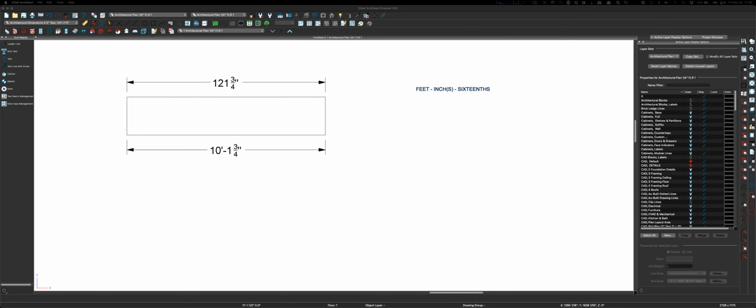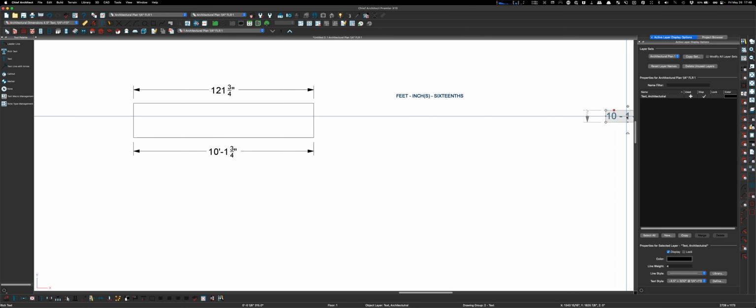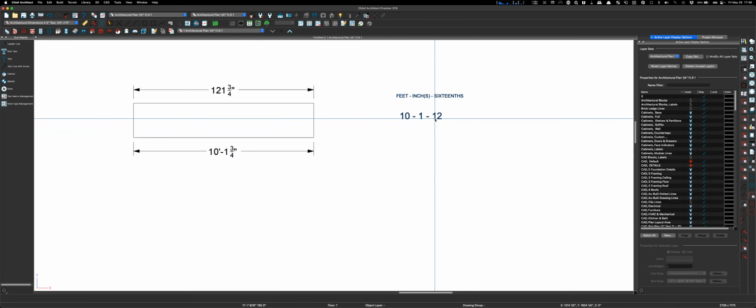I just want to talk about feet, inch, and sixteenths. Feet, inch, sixteenths, F.I.S. So there's different ways to measure things. As you can see here, here's feet, inches, and fractions of an inch. Here's inches and fractions of an inch. And feet, inches, sixteenths would look like this. You would say 10, 1, 12. It's the same as this and the same as this, different format.